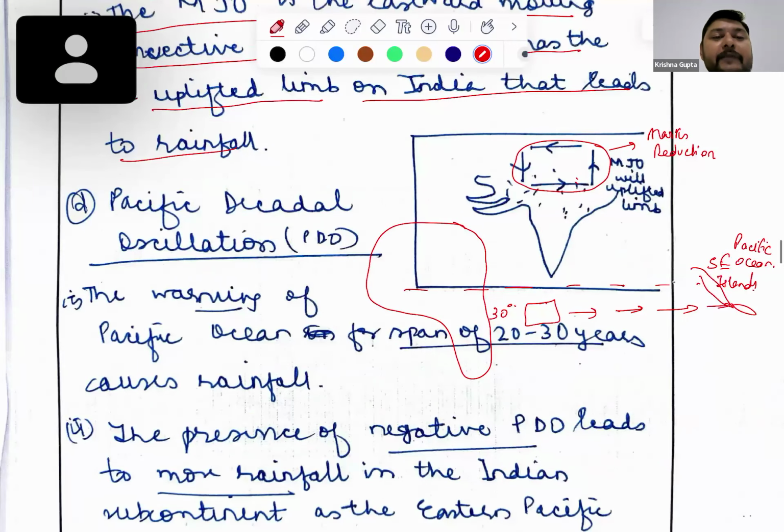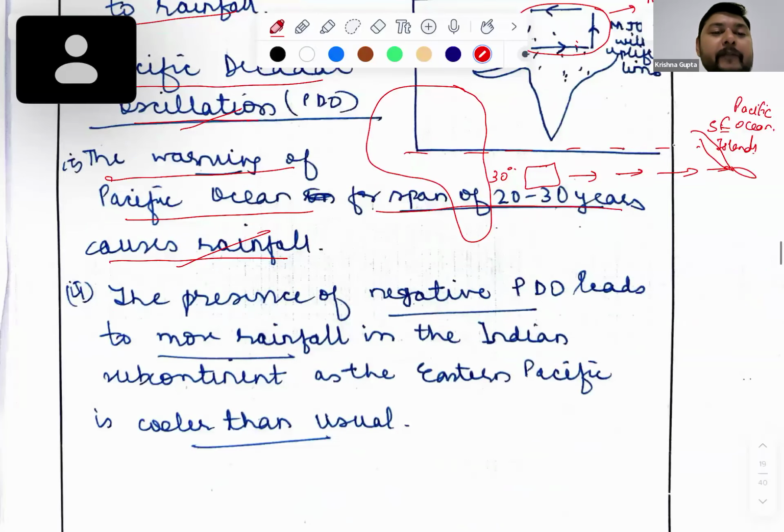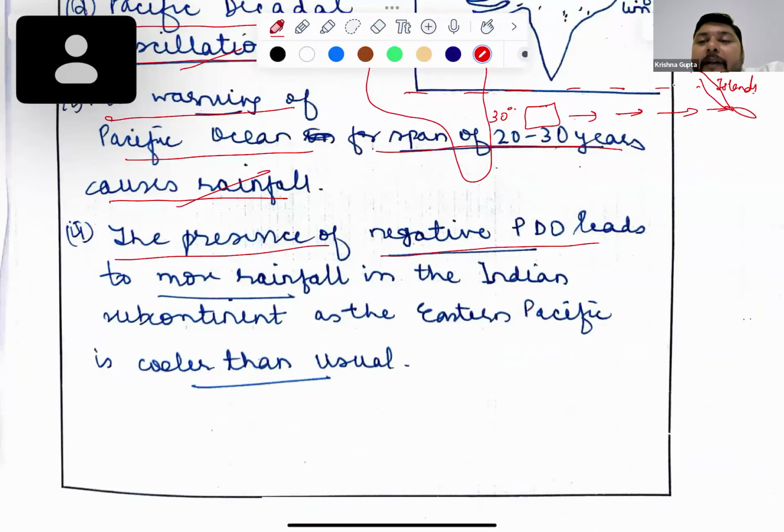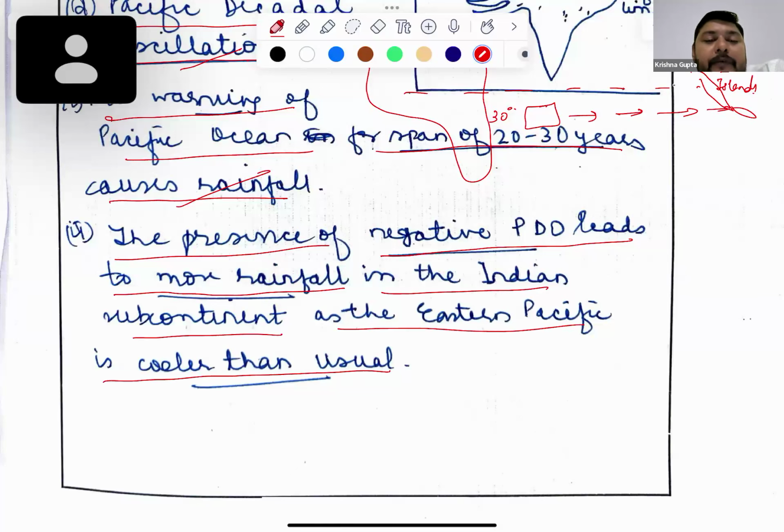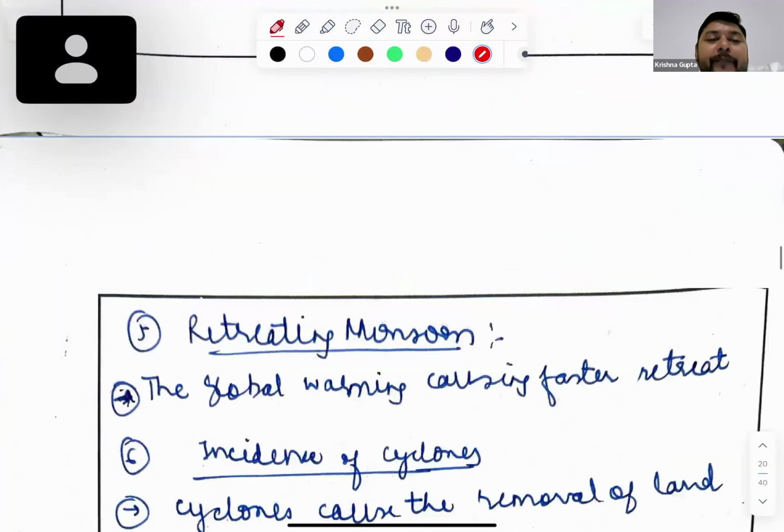Okay, so Pacific decadal oscillation, this is also an important part. The warming of Pacific Ocean for a span of 20 to 30 years causes rainfall. The presence of negative Pacific decadal oscillation leads to more rainfall in the Indian subcontinent as the Eastern Pacific is cooler than usual. So this is also a good point.